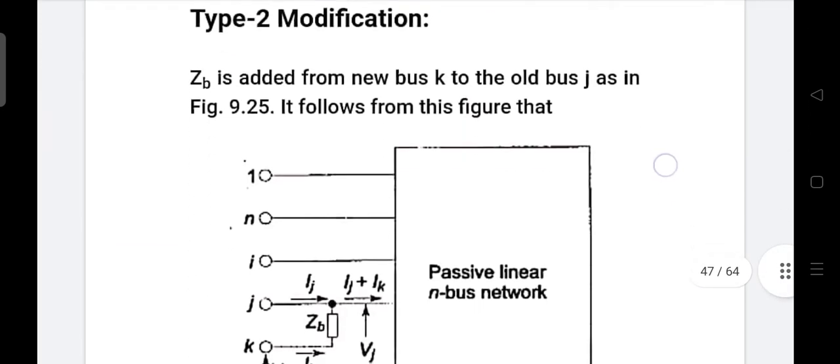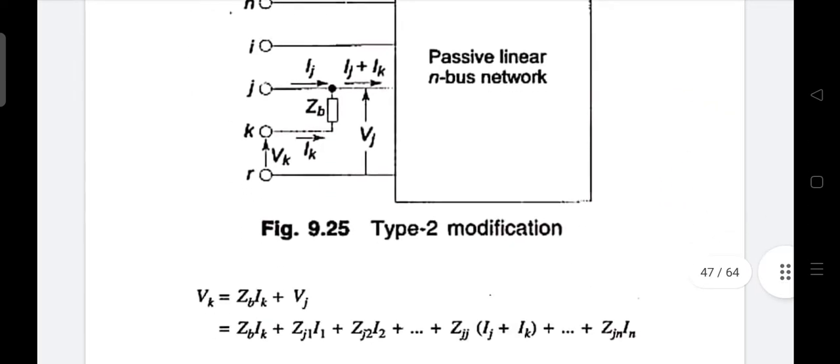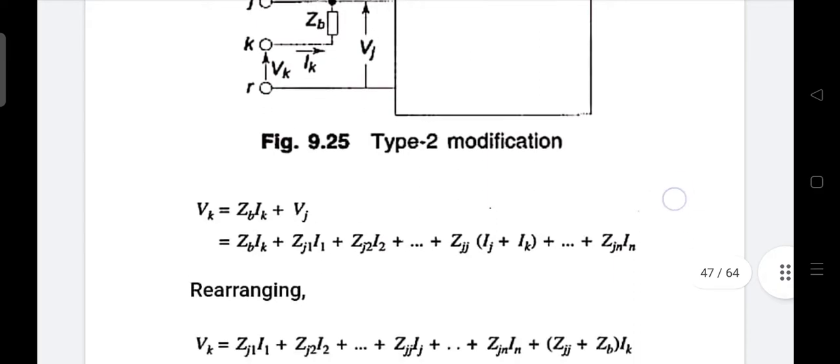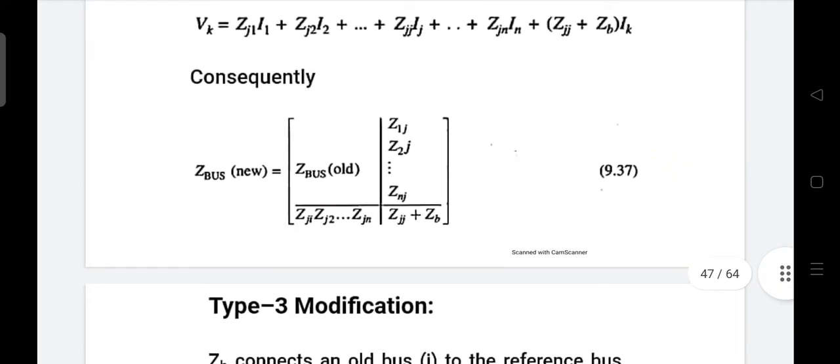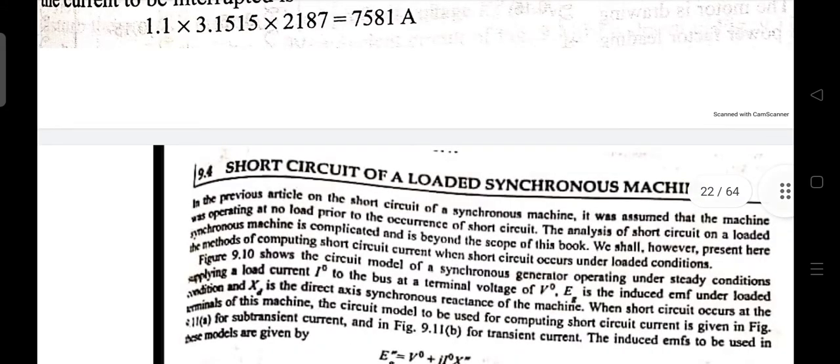For type 2 modification, we add a new bus to the old bus. So we add a new bus K to the old bus J. It will affect the current of our jth bus. So our new Z bus will be Z old bus plus the row and column of the same jth bus, and the diagonal value will be the impedance of that new bus plus the impedance of that old bus.